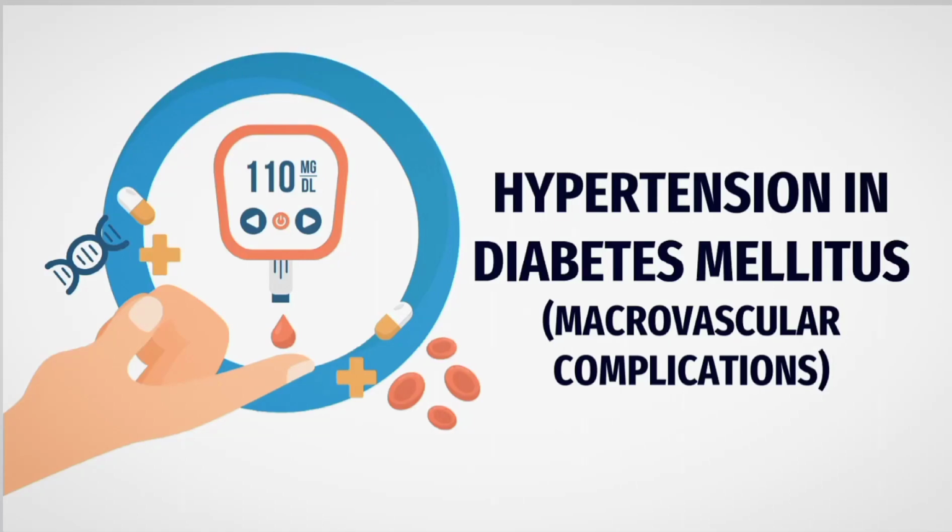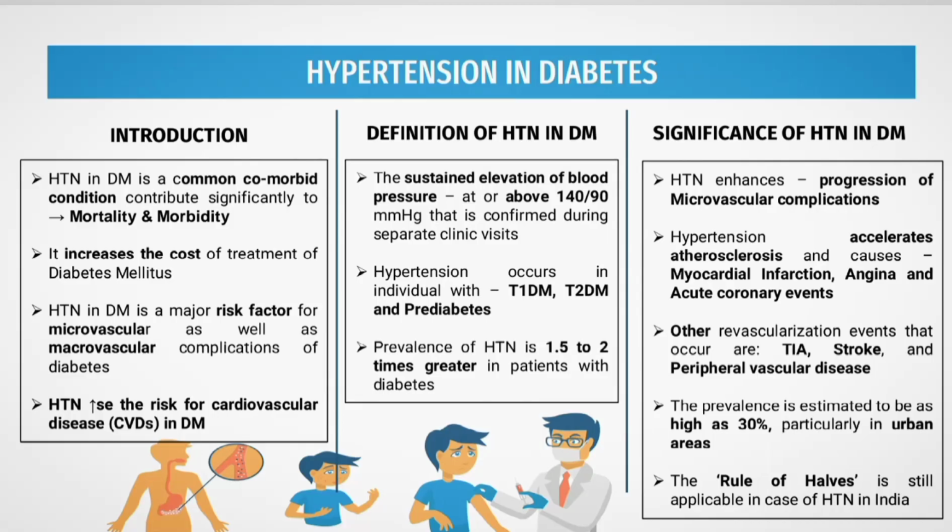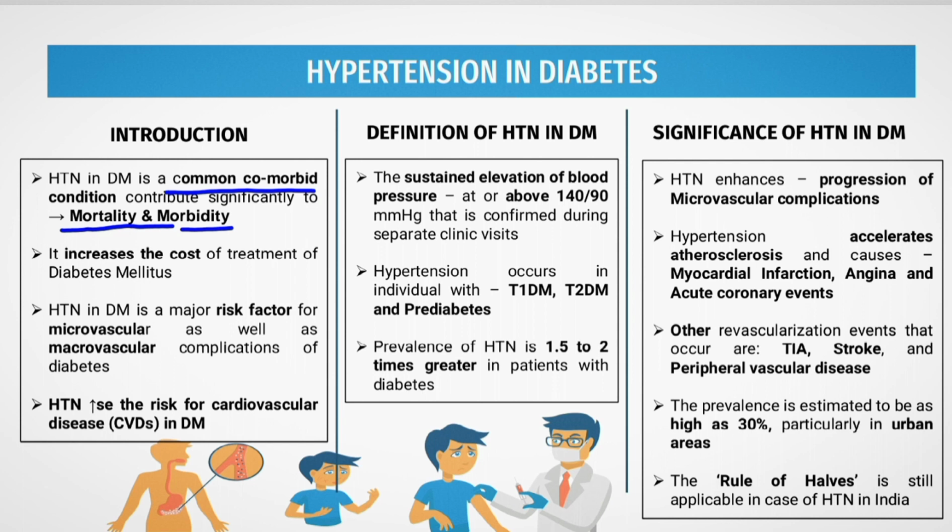Hello everyone, welcome to our new topic of discussion, that is hypertension in diabetes mellitus, which is a macrovascular complication of diabetes mellitus. Hypertension in diabetes is a common comorbid condition, and this can significantly contribute to mortality and morbidity in a patient with diabetes. Apart from that, it can also increase the cost of treatment in any patient with diabetes.